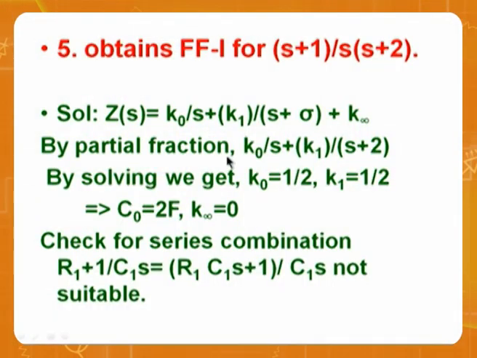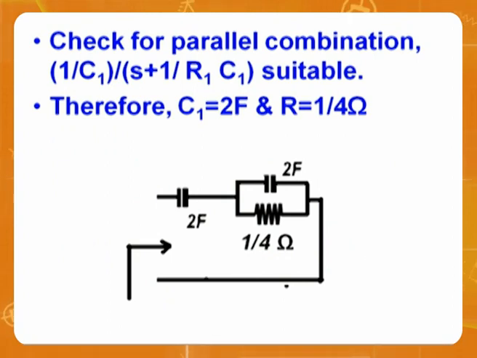Then, as I told you, for Foster form 1, assume k0 by s, plus k1 by s plus 2, plus k infinity. Then calculate k0, k1 and k infinity. Check the series combinations and find out each component value. Once you find the component values, you put them here: 2 farad, 1 by 4 farad. So this is called a series combination of parallel branches, Foster form 1. That's problem 5.